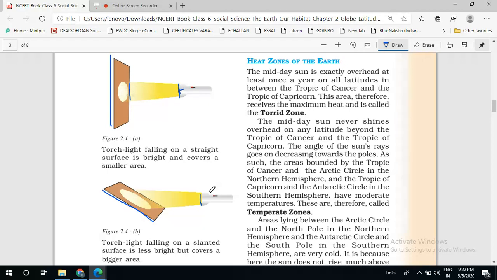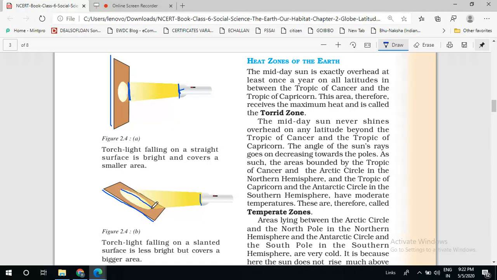But what is the difference? The difference is in the area covered by the light. In this situation, when the surface is straight, the light is covering only a small area. This is the area which is covered by the light. Now we can see that when the light is slanting, this is covering a bigger area.